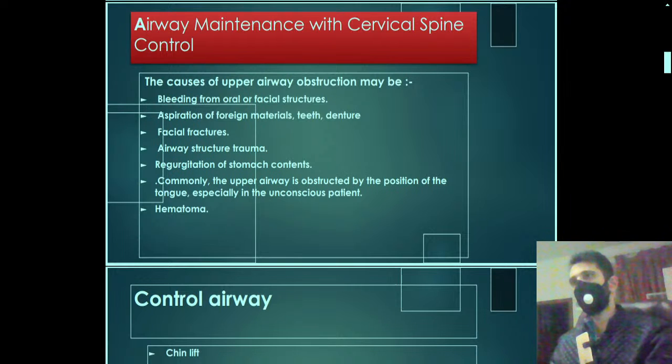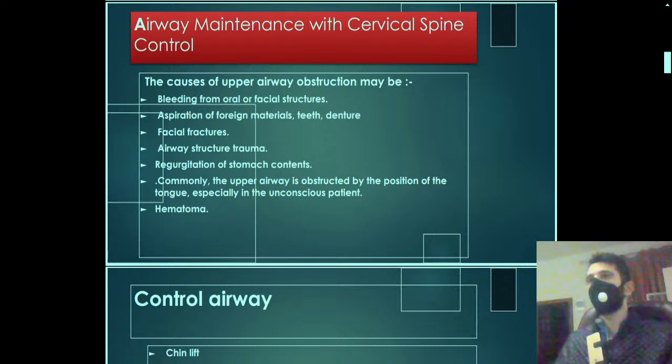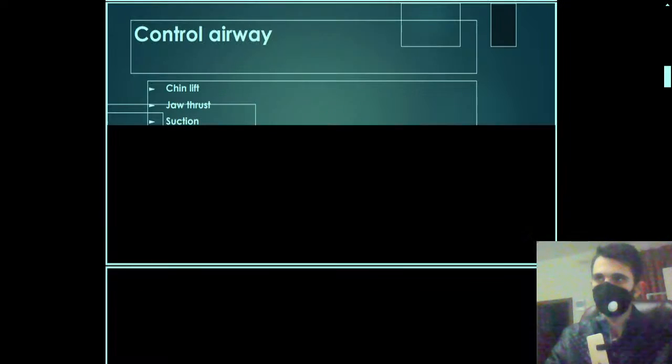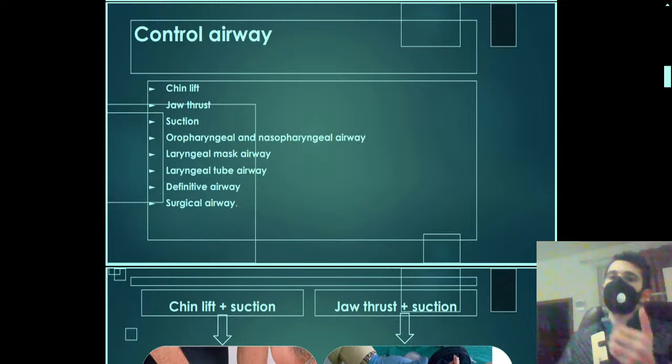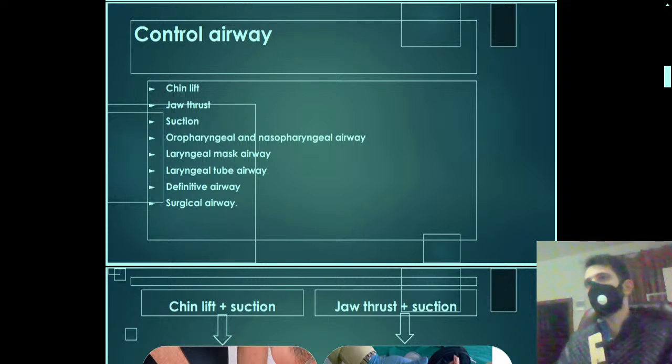Commonly, the upper airway is obstructed by the position of the tongue, especially in the unconscious patient. Also, we have the hematoma. Control of airway is another method. The chin lift is to maintain the patient's breathing capability and capacity.